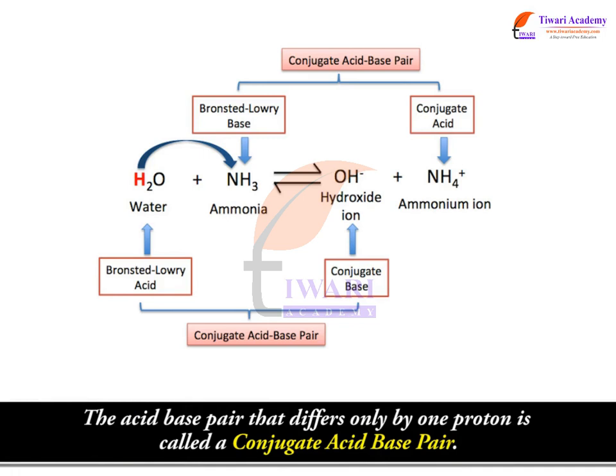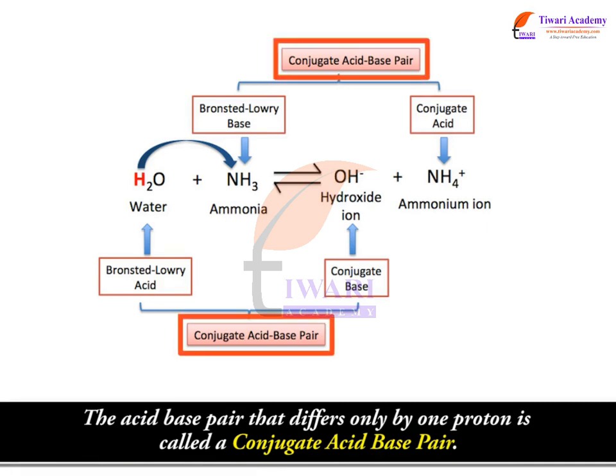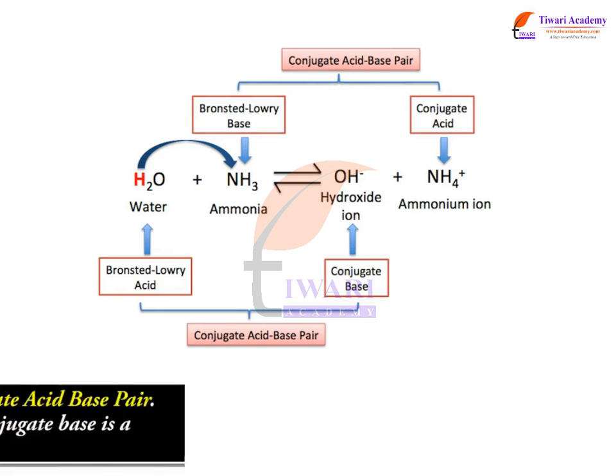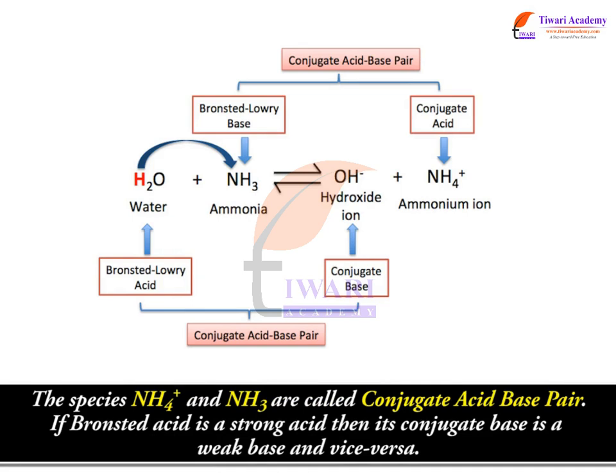The acid-base pair that differs only by one proton is called a conjugate acid-base pair. Therefore, OH- is called the conjugate base of the acid H2O, and NH4+ is called the conjugate acid of the base NH3. The species NH4+ and NH3 are called a conjugate acid-base pair. If a Bronsted acid is a strong acid, then its conjugate base is a weak base and vice versa.